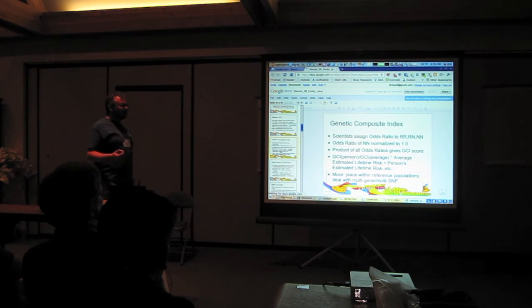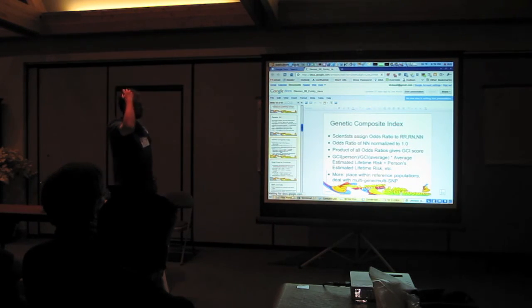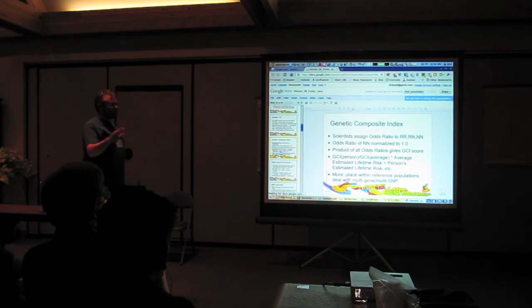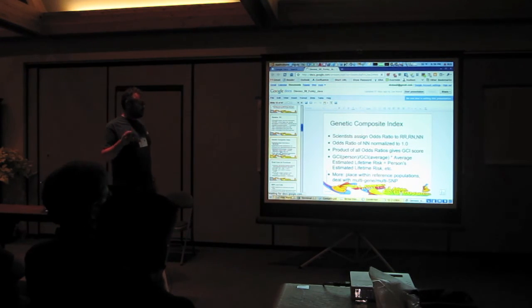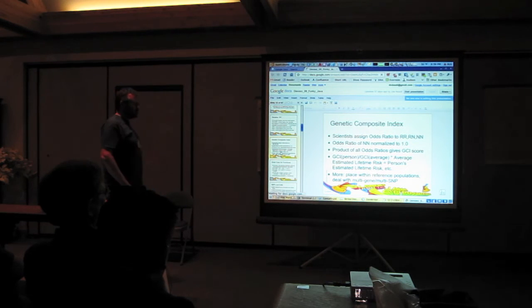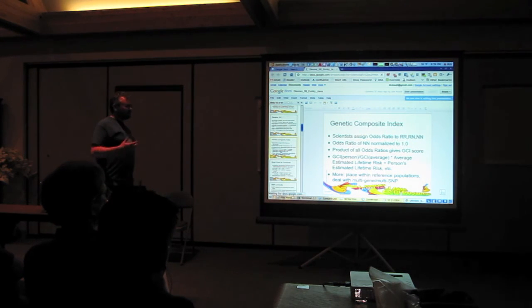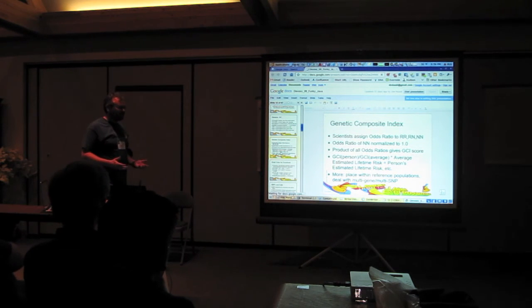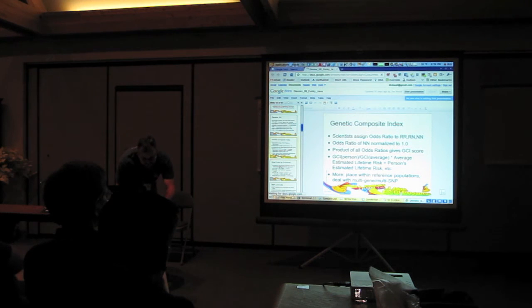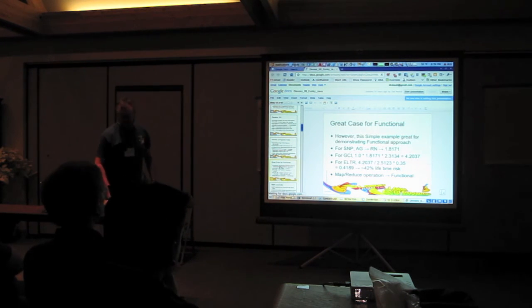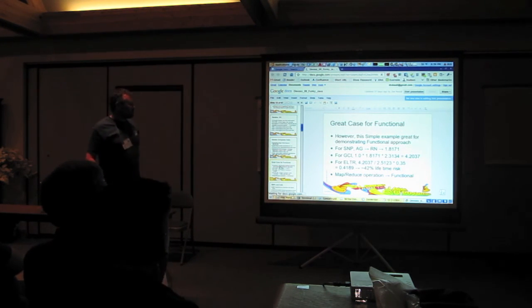In itself, it's a meaningless number. But if you take the GCI for a person, divide it by the GCI for the average population, and then multiply it by the average estimated lifetime risk of a condition, you get a person's estimated lifetime risk. So there's a lot more to this. This is a very, very simplified version of the calculator we use. But it actually makes a pretty interesting case for functional programming. So I've got 2 minutes. Great case for functional.